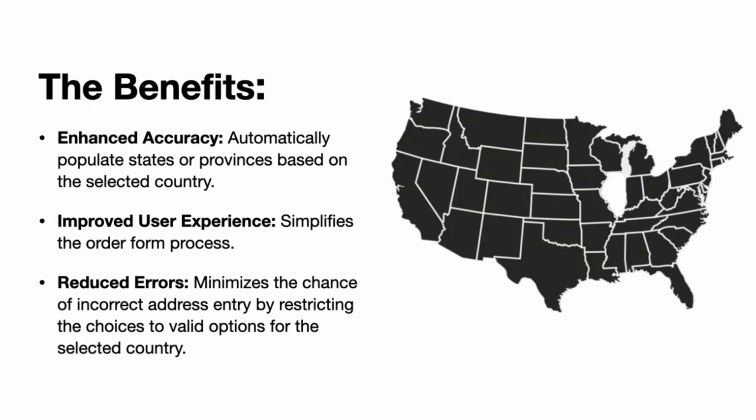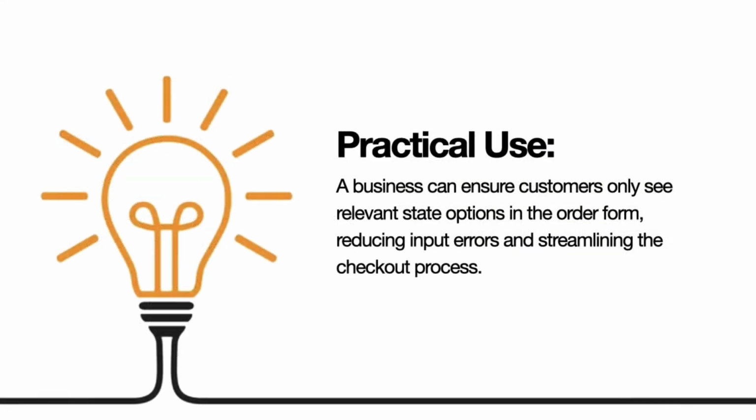This is going to minimize the chance of incorrect address entries by restricting the choices to only valid options for each selected country. The practical use is very simple on this. Now, as a business, you can ensure that customers are only seeing relevant state options within the order form and the store, which is really just going to reduce errors. People get excited and sometimes they get sidetracked, and this is going to prevent those errors, which actually cost your business time.